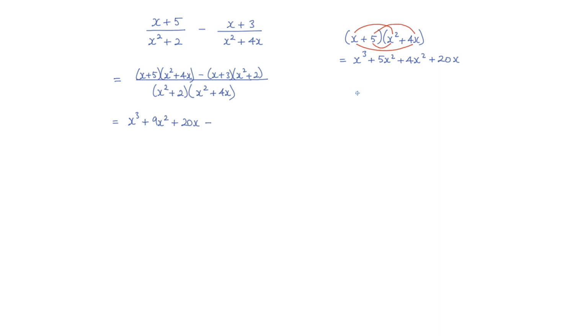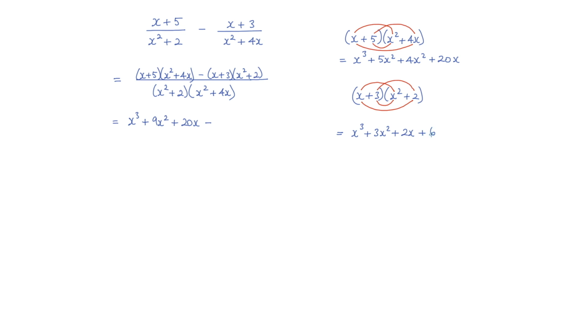So let's do that again. So we've got x plus 3. And we're multiplying that by x squared plus 2. Okay, so we take this term multiplied by that one. So x multiplied by x squared is x cubed. We've got this one multiplied by this one. So 3 multiplied by x squared. So plus 3x squared. We've got this one multiplied by this one. So plus 2x. And finally, we've got the 3 multiplied by the 2.